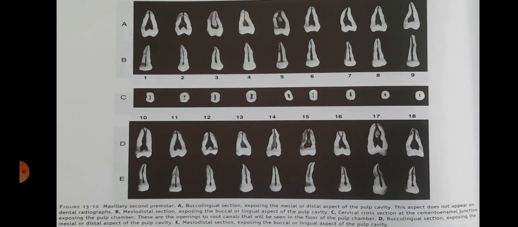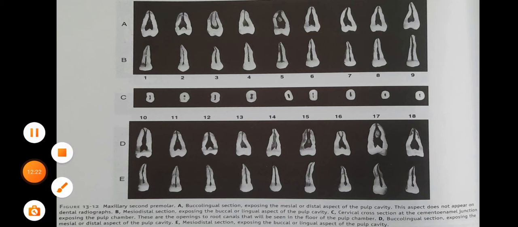In the apical half or third of the tooth, the pulp cavity often narrows abruptly. You can see this in figure 13.12 A1, 2, 4, 6 and 8, D11, 12, 13 and 18, and then tapers gently towards the apex.